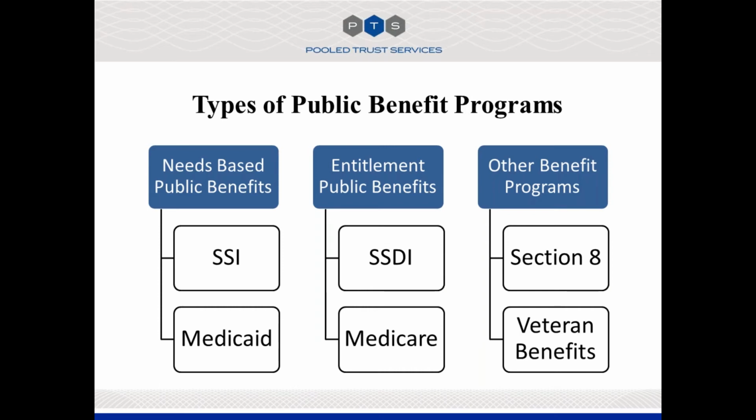what they have. And it's really important to know whether they have needs-based or entitlement public benefits. So it's a good idea to get them to provide their award letters if they have those on hand and really dig into which benefits they have so that you can help them understand what they need to protect those public benefits.